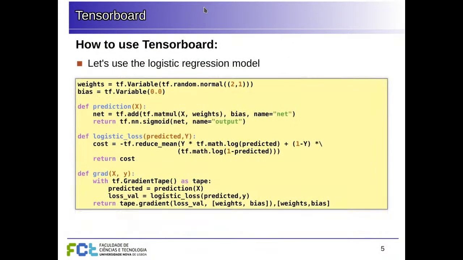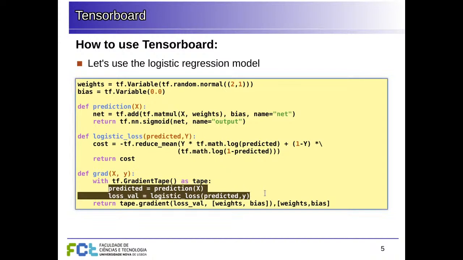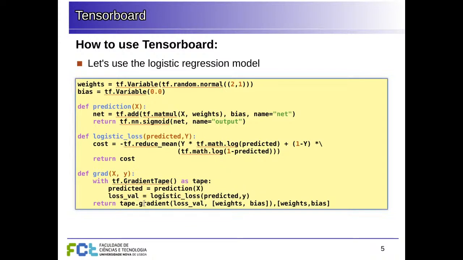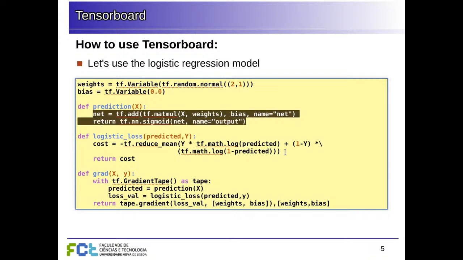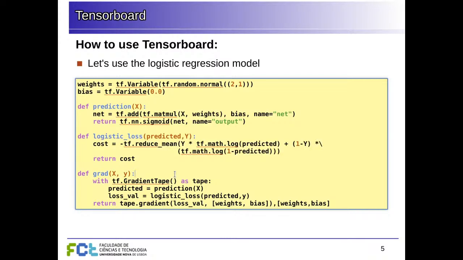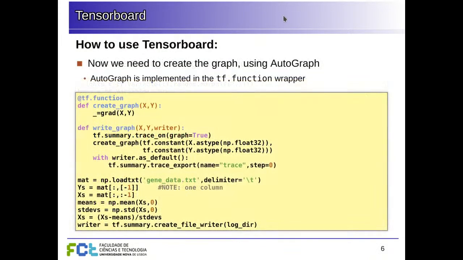That is this set of computations that we are tracking here for computing the gradient, which includes the prediction of the model and then the loss function. We want to represent all of this in one diagram so we can check all the different computations. And to do that, we're going to use Autograph. Autograph is implemented in TensorFlow to convert Python code into the computation graph with all the different tensors and operations and so on.